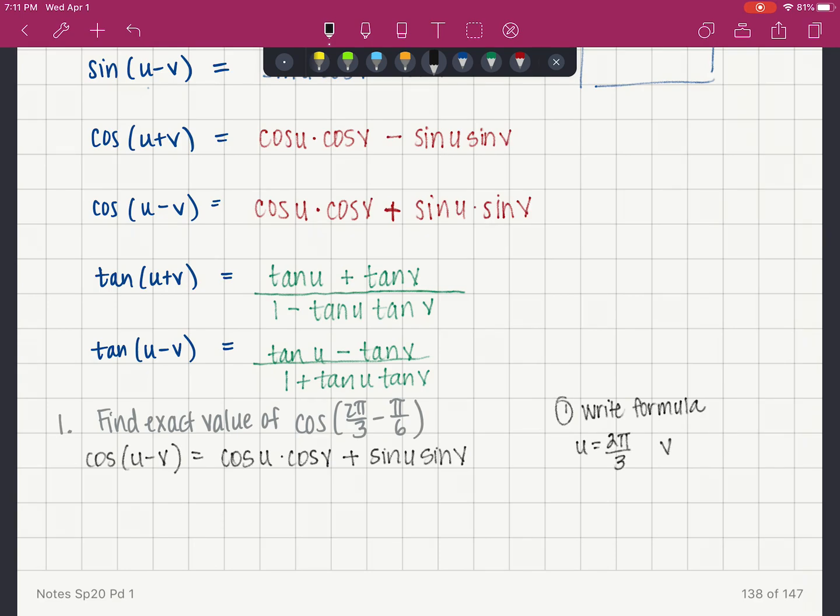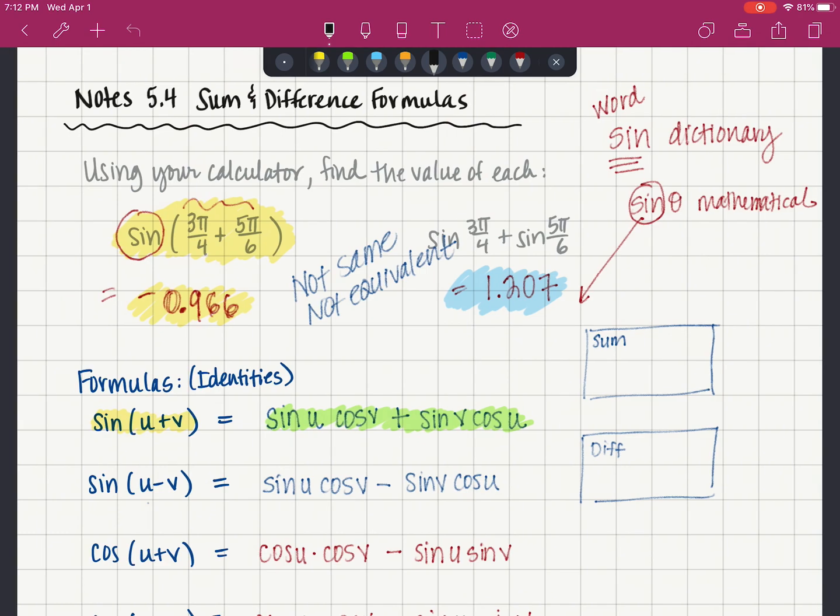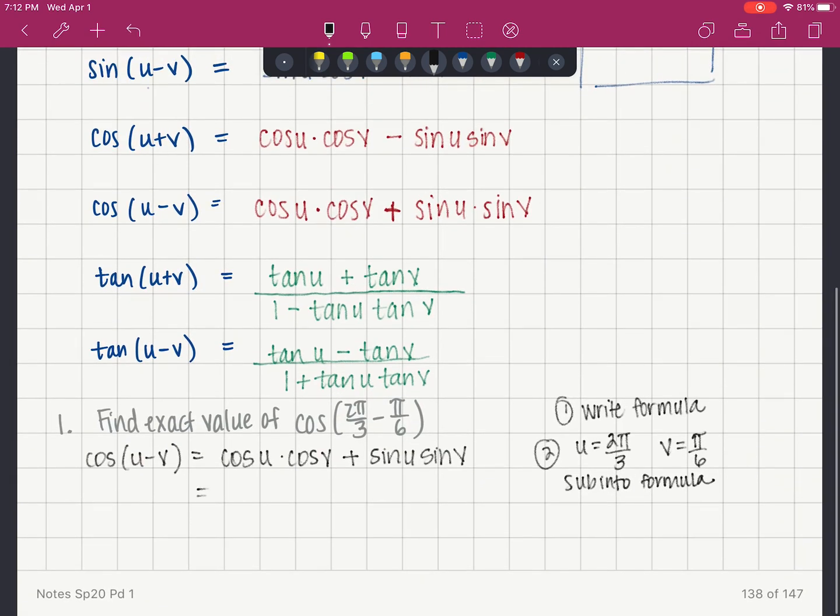Now here, u is equal to 2 pi over 3, and v is equal to pi over 6. So we're going to sub these values into the formula. So we've got the cosine of 2 pi over 3 times the cosine of pi over 6 plus the sine of 2 pi over 3 times the sine of pi over 6.